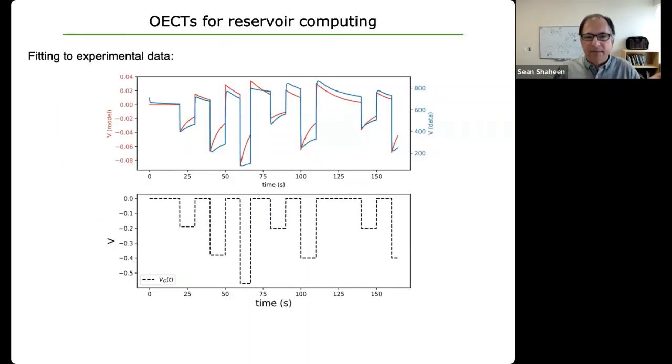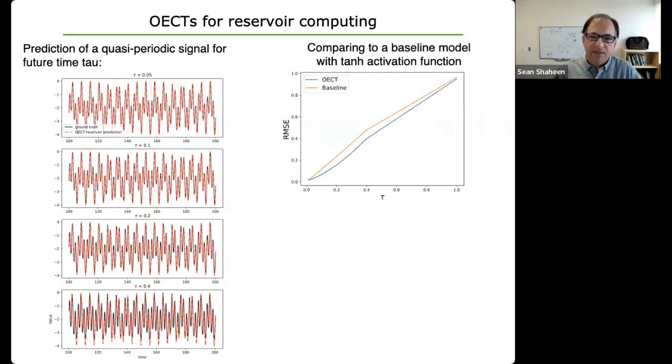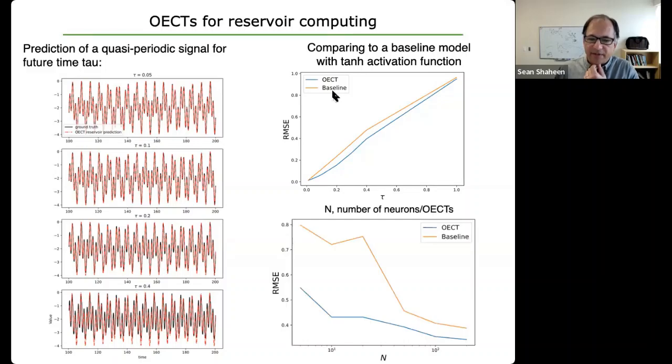Oh, and this was trained on experimental data. So we're trying to get the actual shape close to the experimental shape. Then we put that into prediction of the Lorentz system and compared it to a normal hyperbolic tangent activation function. We find that the prediction times in this case were about the same. This is the root mean square error for the prediction time, and the OECT case versus the baseline hyperbolic tangent are about the same.